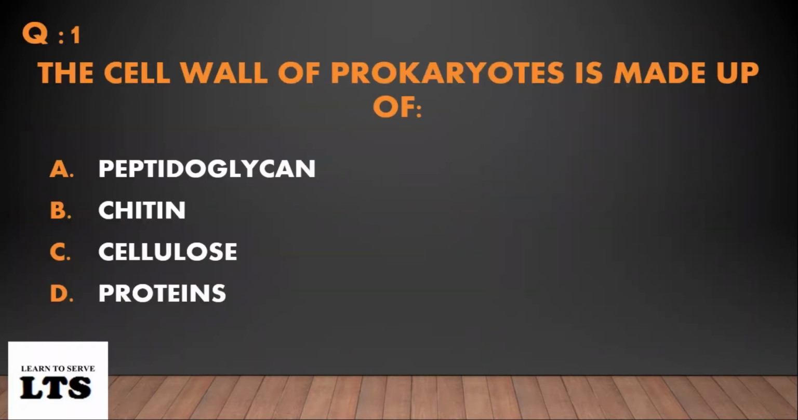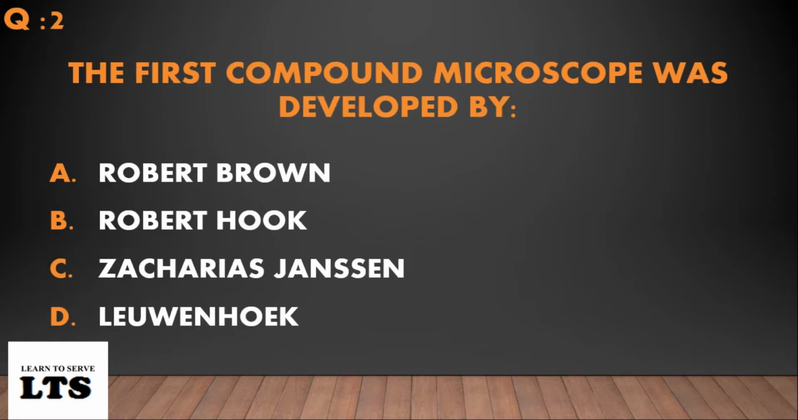The first one: the cell wall of prokaryotes is made up of peptidoglycan, chitin, cellulose, or protein. The answer is option A, peptidoglycan.